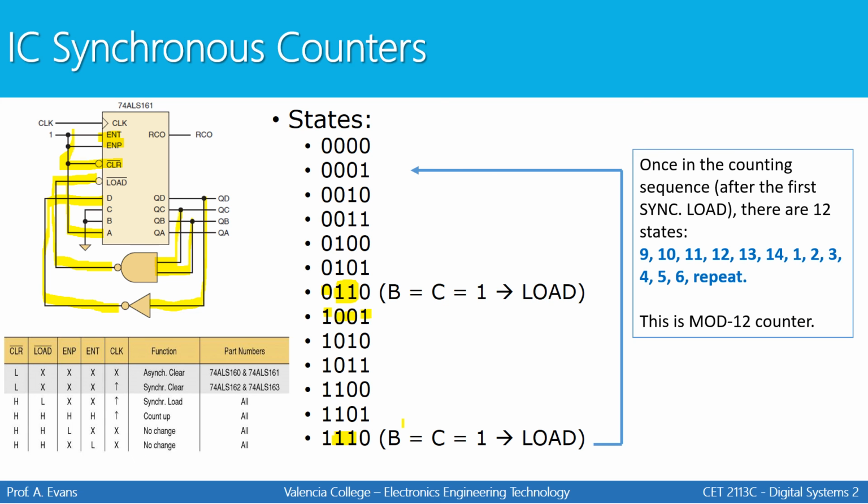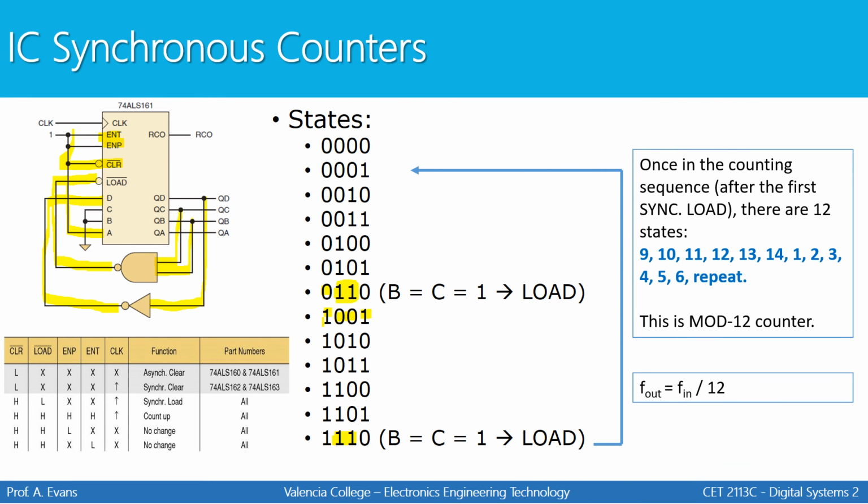So once it's in the counting sequence, after the first synchronous load occurs, there are 12 states. 12 states total. So it goes 9, 10, 11, 12, 13, 14, 1, 2, 3, 4, 5, 6, and now I'm back where I started. That's 12 states total, so this makes it a mod 12 counter because it has 12 states. Remember, a mod 12 counter doesn't have to count from 0 to 11, it just has to have 12 states.